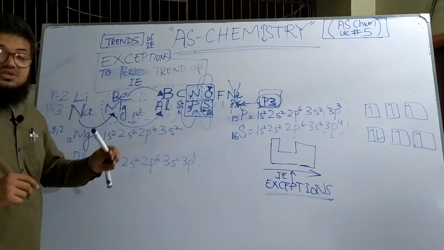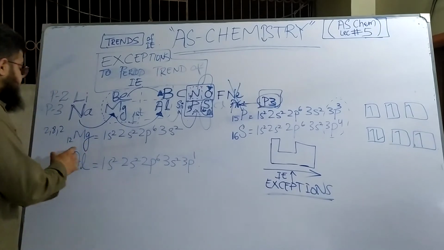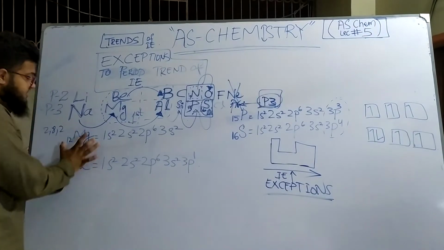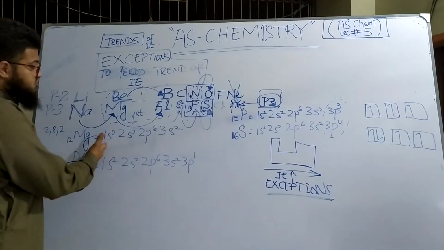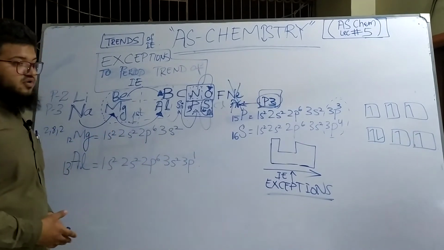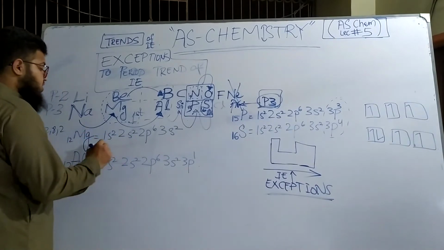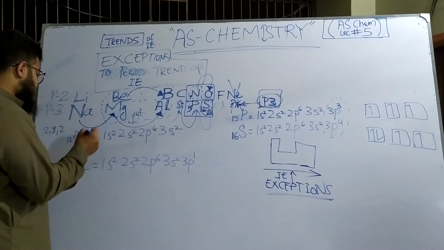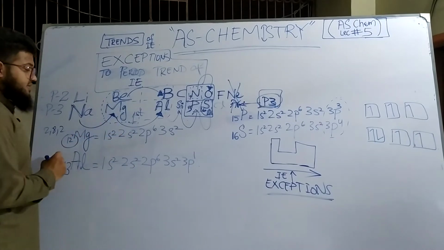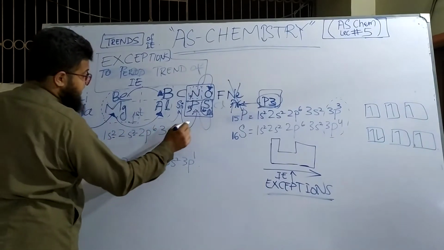Now let's talk in detail about this exception. Why does this change arise? For the exception we'll need to first express both of them in their electronic configurations. I'm assuming that you guys know how to write down these electronic configurations in s and p orbital format. I'm not going to go into the methodology of how you are going to write this down. Now magnesium has a proton number of 12. These are the electrons: 1s2, 2s2, 2p6, 3s2.